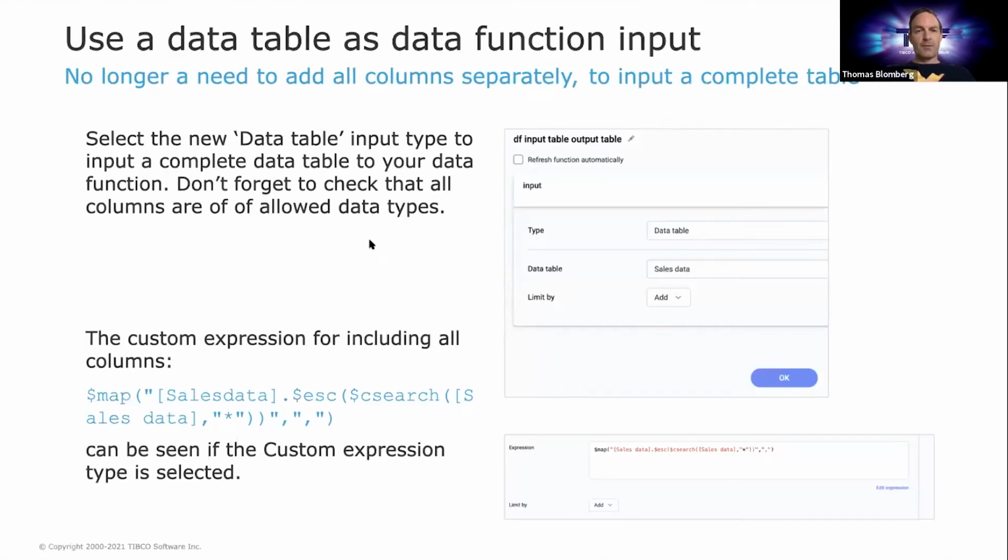We also see that tables are a common input to data functions. So we created the new data table type. With 11.3, it's hard to imagine that it hasn't always been there, but you used to be forced to write an expression to include all the columns for a complete table. Now you can just select data table, and if you're curious, you can actually go and see the automatically created expression underneath. But this is not something you really need to know. Just select data table as input.